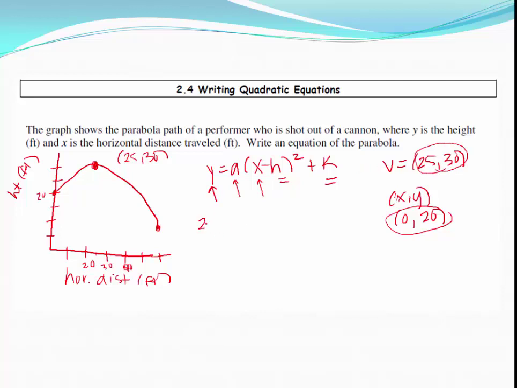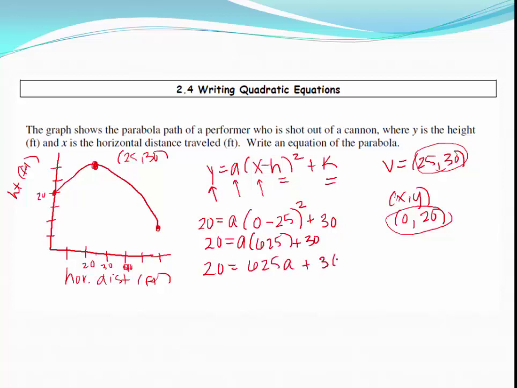So my y value is 20. I don't know the a value. My x value is 0 minus my beginning of my vertex squared plus the rest of my vertex. So now I'm just going to do my order of operations. Negative 25 squared is 625. So I'm going to write it like this just because I'm used to it looking like this. Here's my equation. So now I'm going to solve for a.